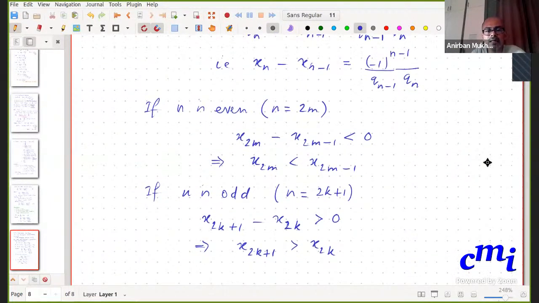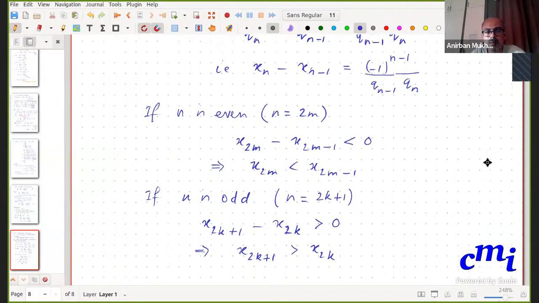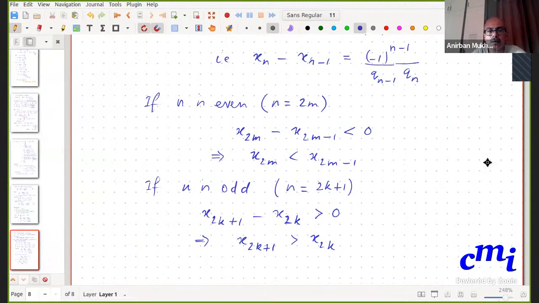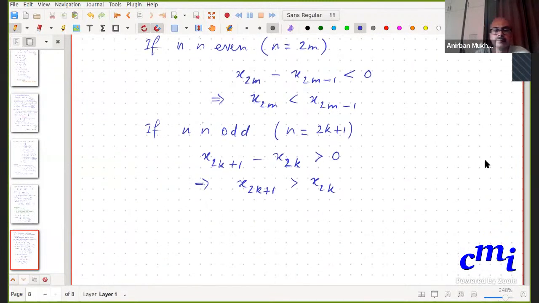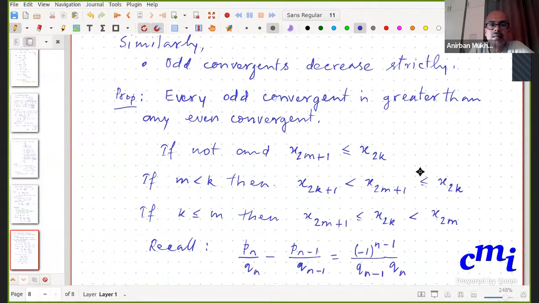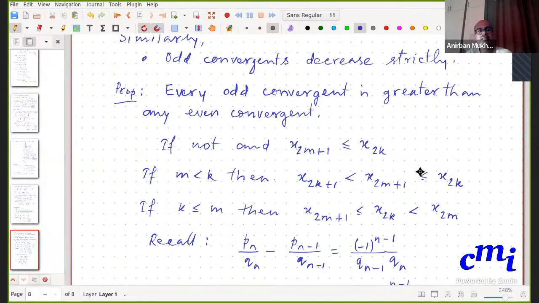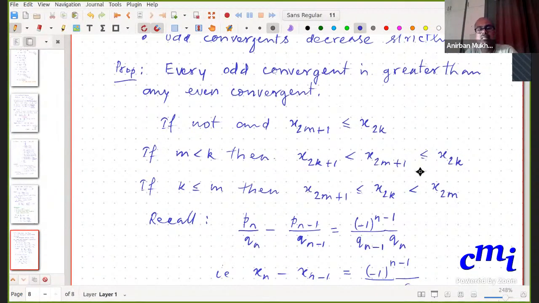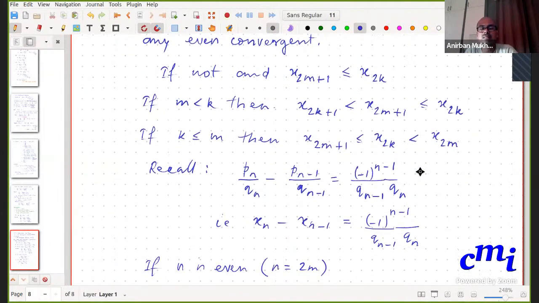Yeah, in fact, what we need is just the last one, not this one. The even case we really did not need. So only the last one is enough. So this is enough to get the contradiction. This holds for all n. So this contradiction tells us that this kind of thing doesn't happen, and every odd convergent is greater than any even convergent.